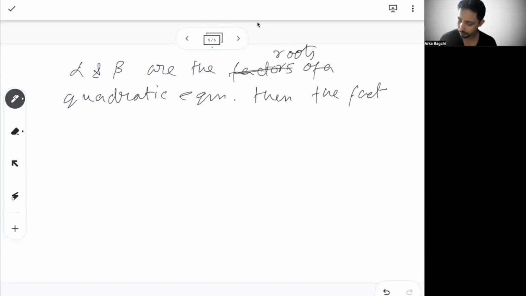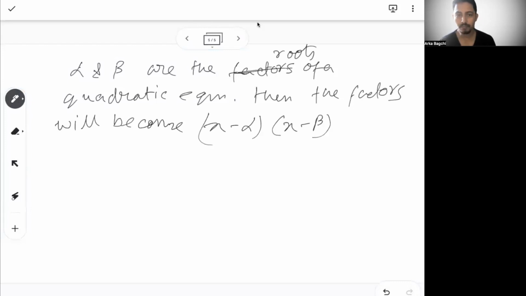the factors will become x minus alpha into x minus beta, right? And how will you write the equation from here? So x minus alpha into x minus beta equal to 0, right? So when I say alpha and beta are the roots of the quadratic equation, you can write x minus alpha and x minus beta as the two factors, and x minus alpha into x minus beta becomes 0, right? So this is one way of writing from roots to factors if you know the roots.